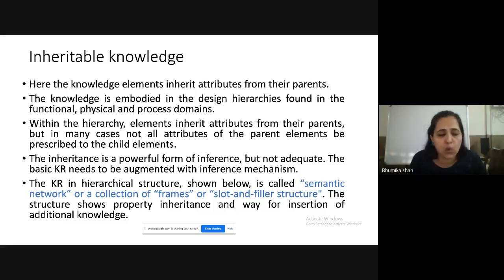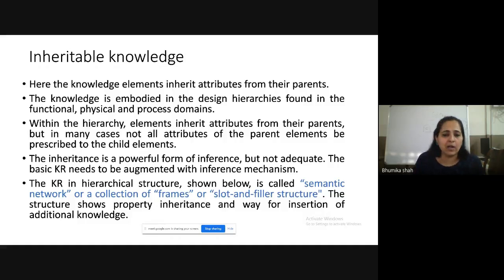So over here also, when we use an inheritable knowledge base, whatever problem domain we are working with, we describe our problem domain in the form of a hierarchy. And we try to derive which classes are super classes, which classes are subclasses, which classes are again subclasses, and so on. Then we try to see which properties are inherited to the child classes, which properties add their own values, and so on. So here the knowledge elements inherit attributes from their parents. The knowledge embodied in the design hierarchy is found in the functional, physical, and process domains, right?